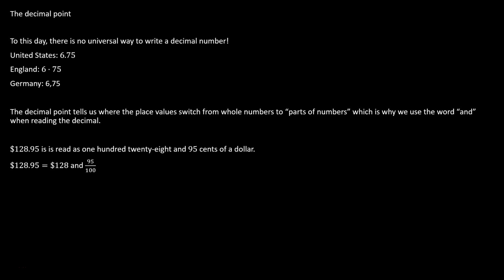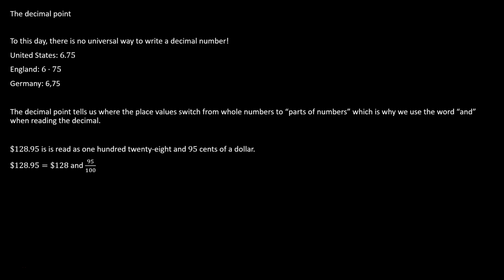That same dollar amount can be represented as a mixed number, for example, where we have 128 as the whole number and the 95 cents is 95 over 100, because we know that there are 100 cents in $1. So that 0.95 is talking about we have like 95 pennies, but we actually need 100 to make it a full dollar.